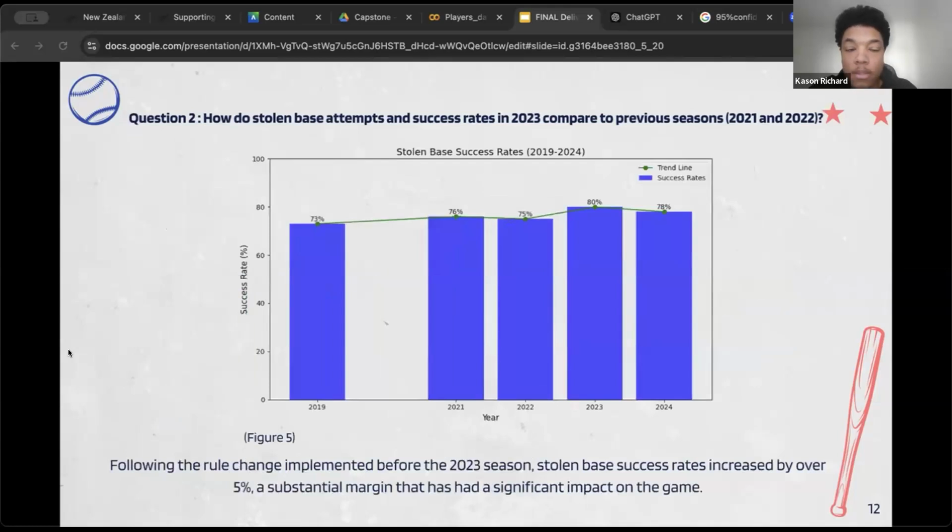Now, looking at the stolen base success rates across this 5-year period, again, no 2020 data. We see a slight bump in percentage change from 19 to 21, slight decrease at 2022, and then a 5% jump right at the rule change in 2023, and then another slight dip in 2024, possibly due to coaching changes and trying to supplement for this newfound rule change and base size increases.